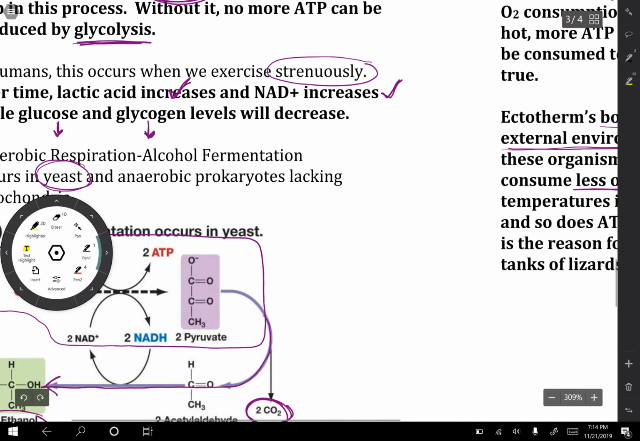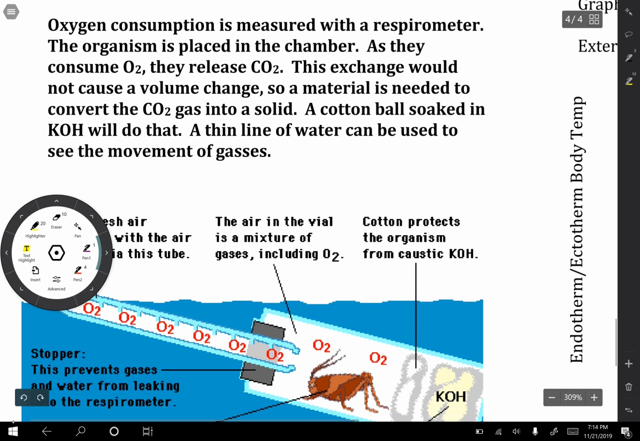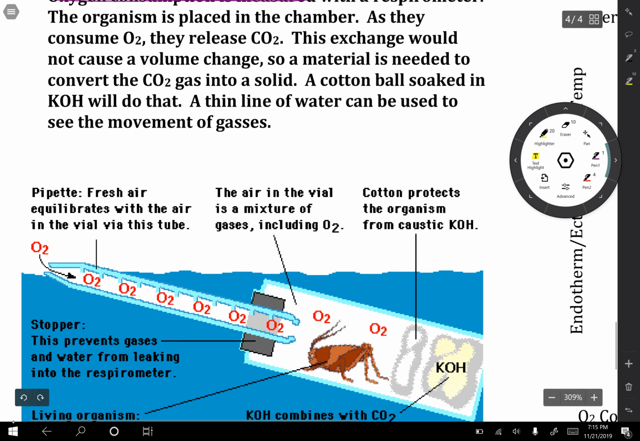So if we check out how we could even measure all of this, we use something called a respirometer. Now, what they were measuring was oxygen consumption, because of how they did it in the old days. They didn't have fancy probes and whatnot. What they did was take an organism. In this case, it was a cricket or a grasshopper or something, but whatever. You put anything in this tube.